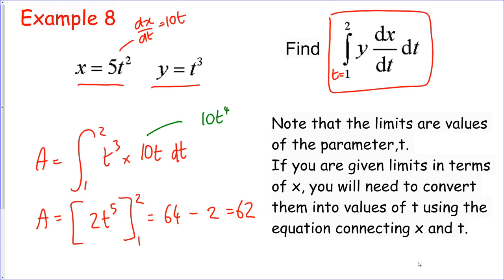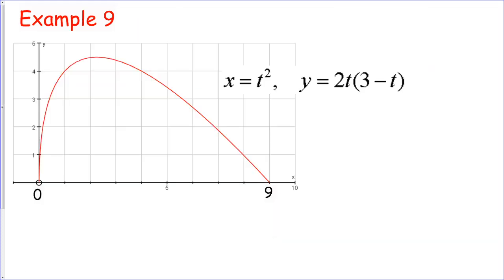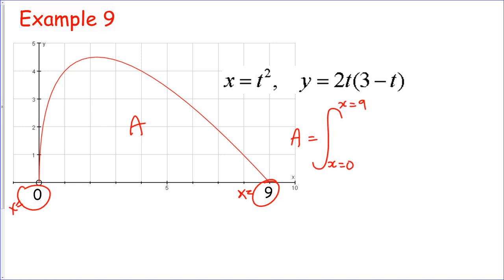For the other example, here we're given a graph, and we can see this one lands at 0 and at 9, and these are x equals. And we want to find this area here. So we're going to set up our integral by doing area equals the integral from x equals 0 to x equals 9, and then we've got y, which is 2.